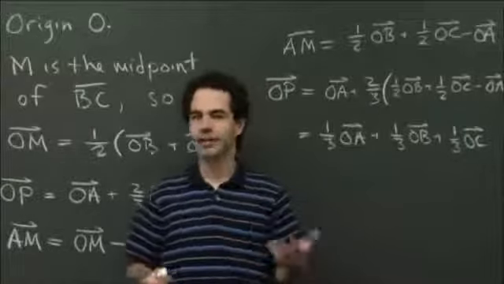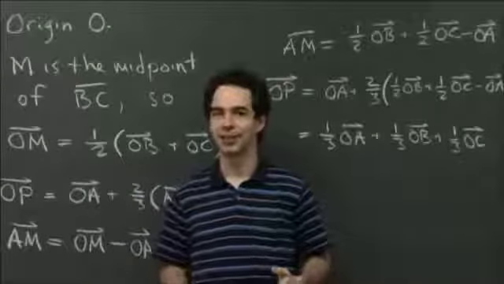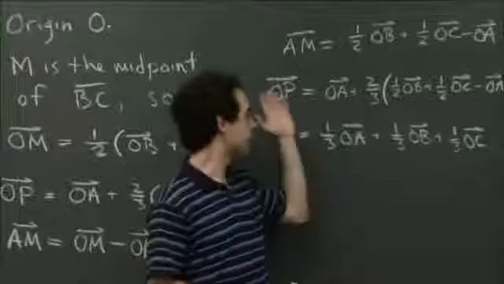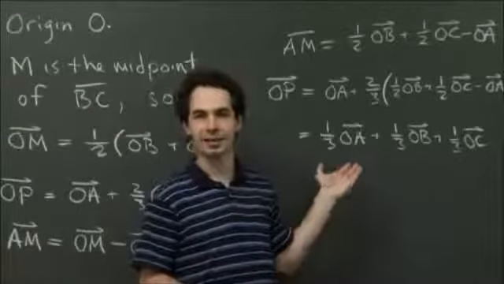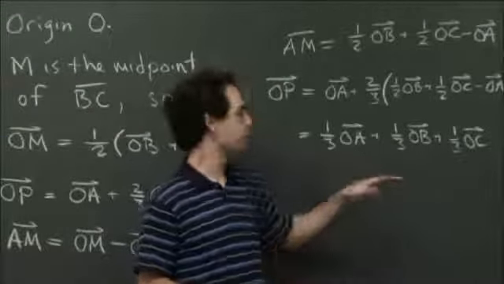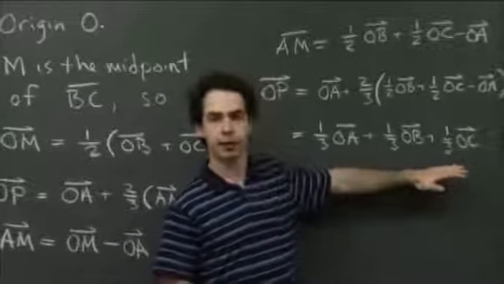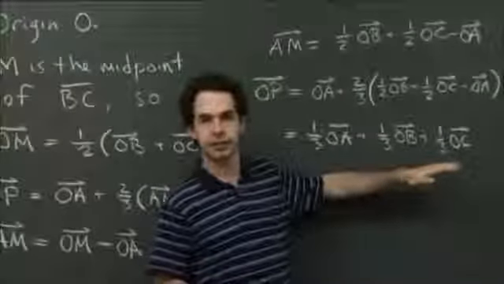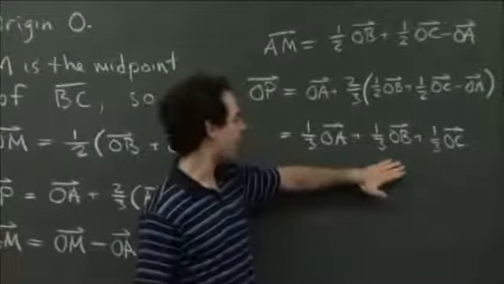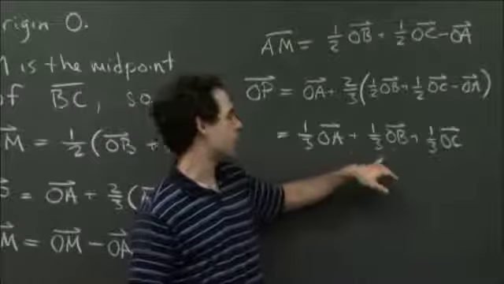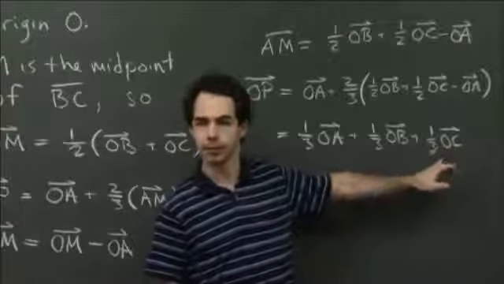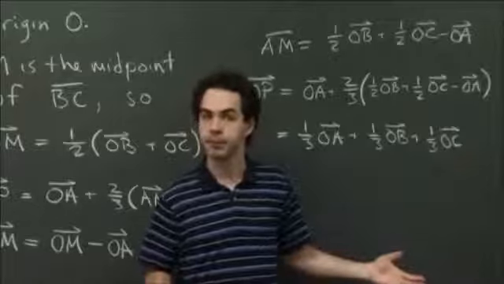If you don't like that argument, I invite you to go through this computation again in the case of the other medians. In either case, what you'll find is that the points that trisect the three medians all have position vector 1/3 OA plus 1/3 OB plus 1/3 OC. But that means they're the same point.